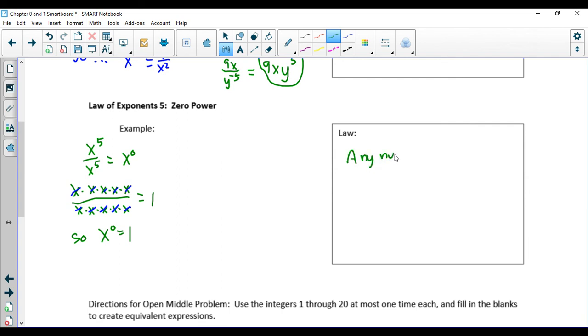which is ultimately telling me any number to the 0 power equals 1. And for that matter, any number, and we can even say or variable, raised to 0 power is 1. Anything raised to 0 is 1.